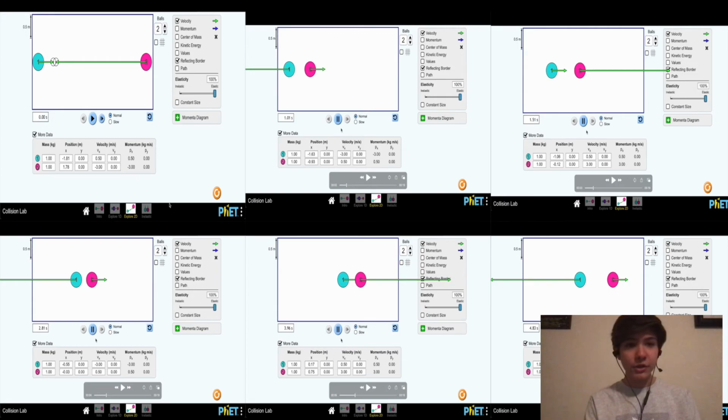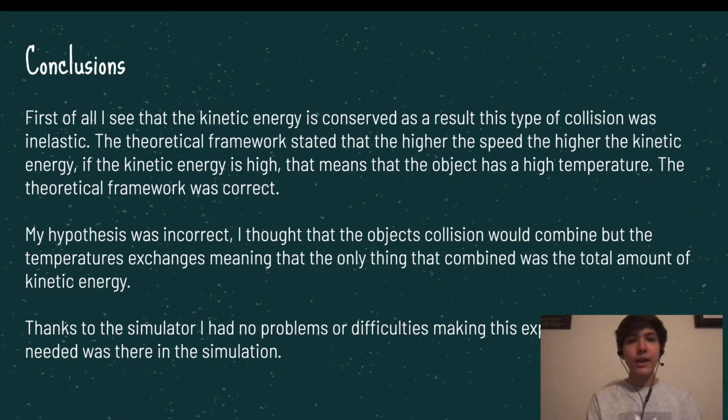So, for conclusions, first of all, I saw that kinetic energy was conserved. And this is true because this type of collision was elastic, which means that the total loss of kinetic energy is equal to 0. Also, the theoretical framework stated that the higher the speed, the higher the kinetic energy, which also was true, since the mass is the same, but the initial velocity was 0.5 on the cold one and 3 on the hot one, so the kinetic energy was going to be higher.